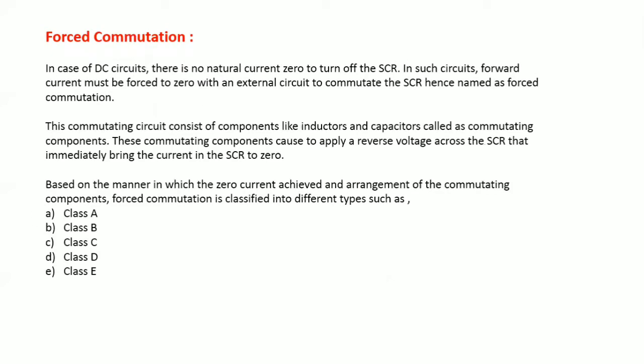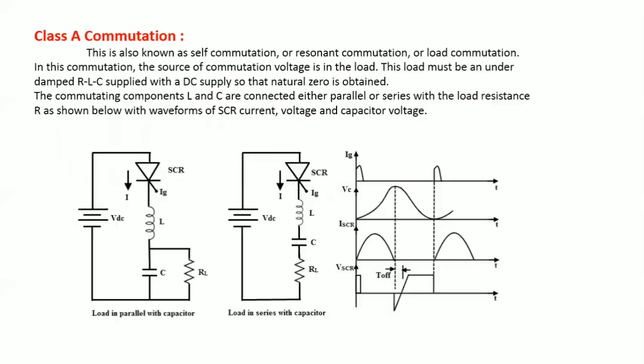The second method is forced commutation. In this we are going to use the DC circuits or the DC supply. It is different from the natural commutation method. This commutation circuit consists of components like inductors and capacitors, which are also called the commutating components. Depending on the connections of these commutating components, they are categorized as Class A, Class B, Class C, Class D, and Class E methods. Now here we'll go through the different forced commutation methods one by one.